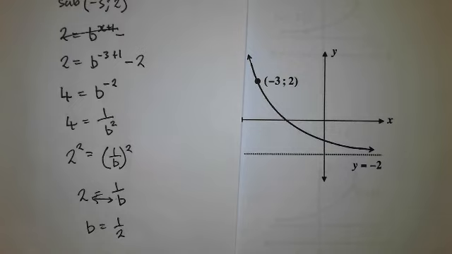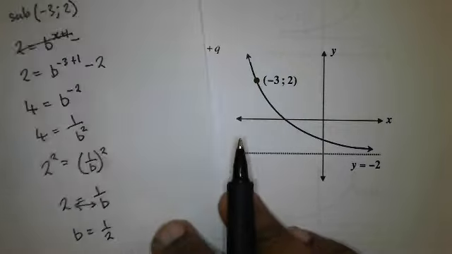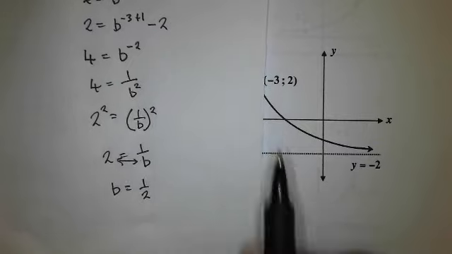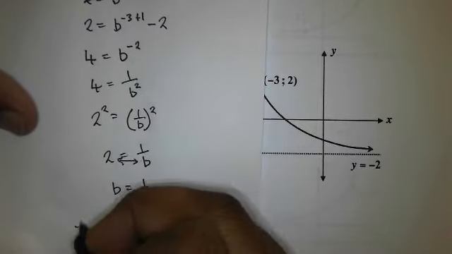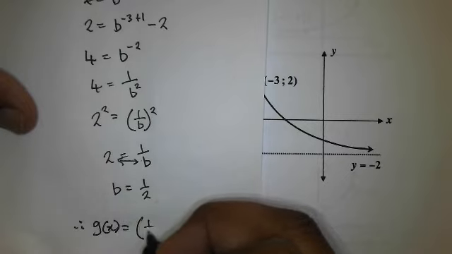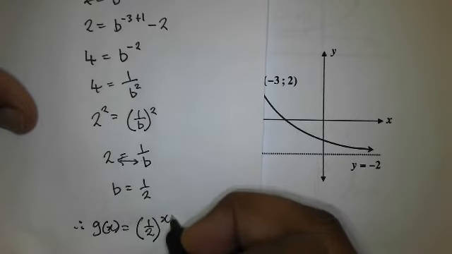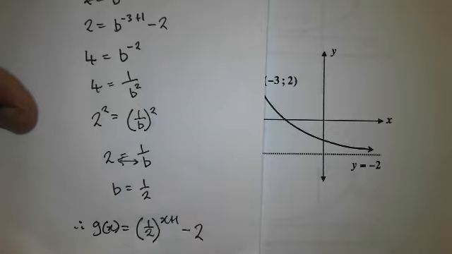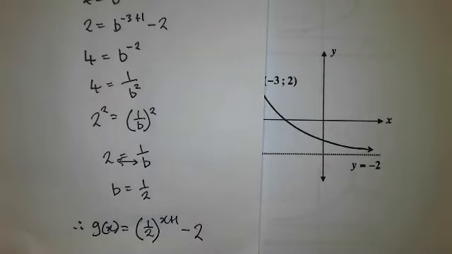We're supposed to write the equation. Yes, we are supposed to write the equation g of x. So g of x is equal to a half to the power of x plus 1, minus 2, because we just found out that the base b is a half.